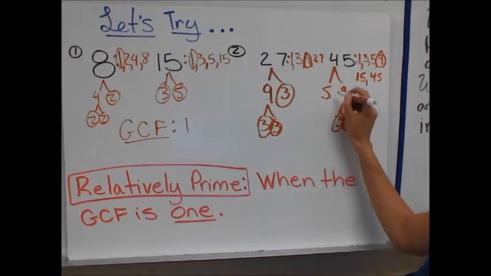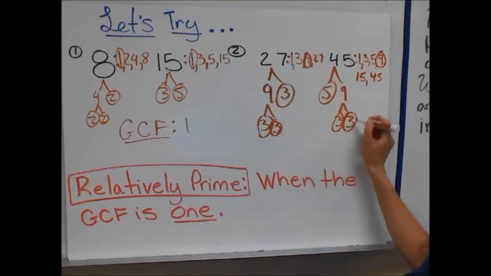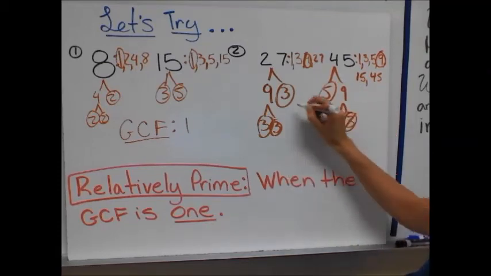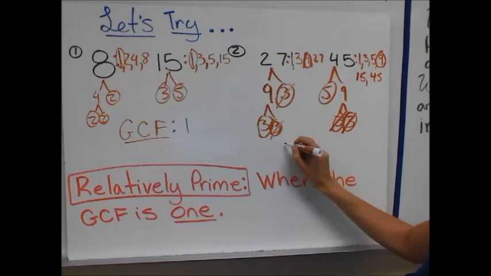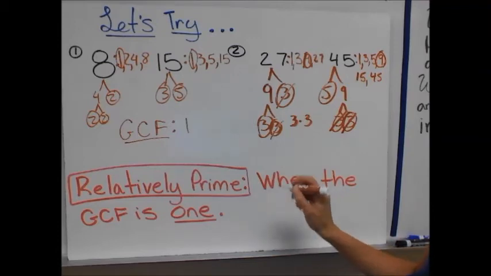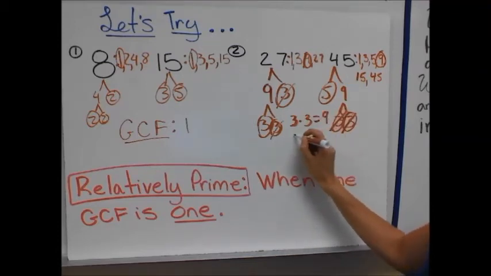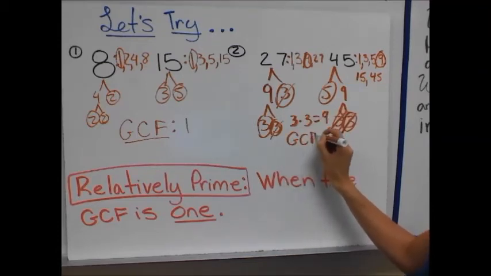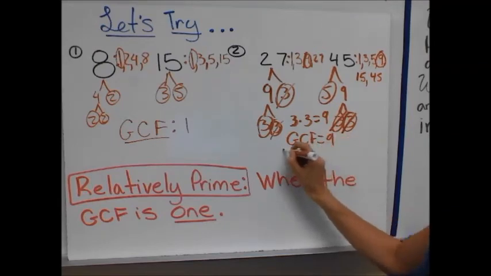So I'm going to circle my prime numbers. And I have 2 3s in common on both trees. 3 times 3 is 9. So I only write what they have in common one time. And so their greatest common factor is 9.